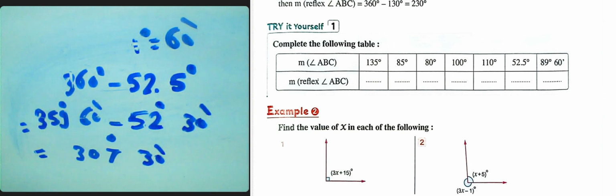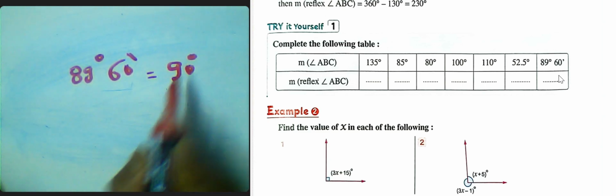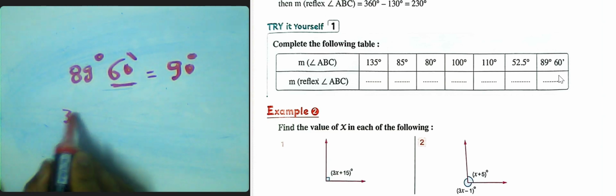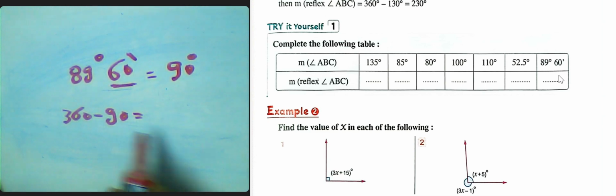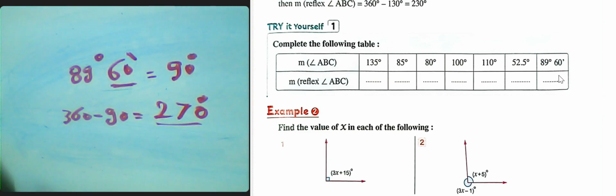Okay, and the next question, we want to find the reflex angle of 89 degree and 60 minutes. We know 89 degree and 60 minutes equal 90 degree because 60 minutes equal 1 degree. Then you can write 360 subtract 90, and then write 0. 16 minus 9 equals 7, and then write 2. The result will be 270.